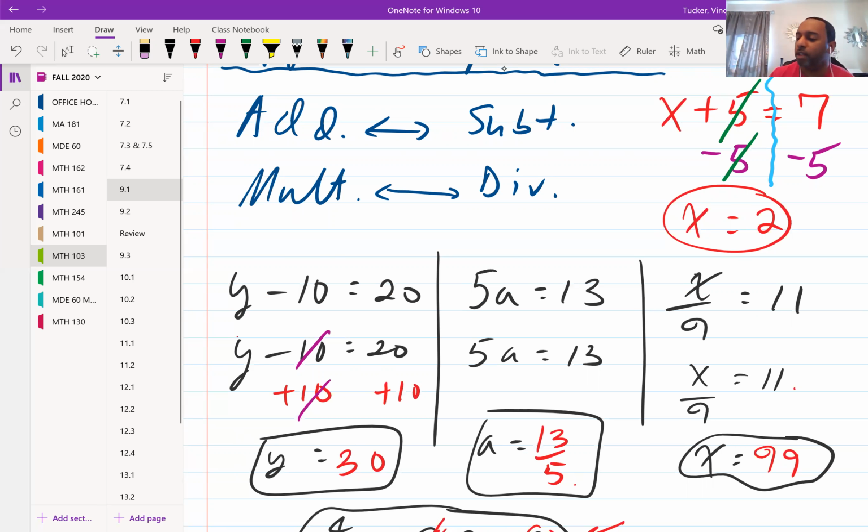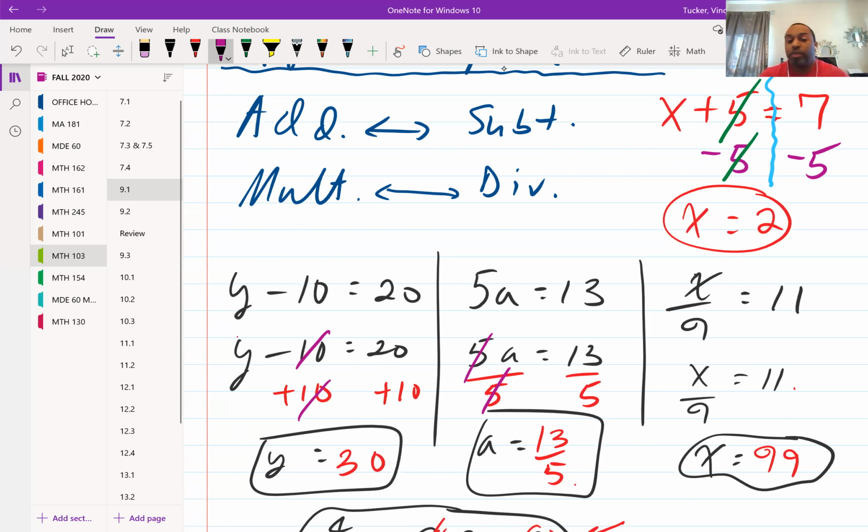We have 5a equal to 13. So that's 5 times a equal to 13. We will divide both sides by 5. 5's cancel. a is equal to 13 over 5. You don't have to take that to a decimal or write it as a mixed number. 13 over 5 is fine.